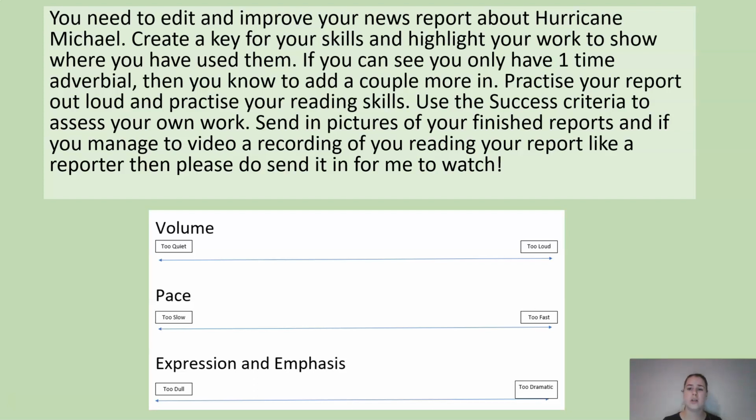Once you've done that, you need to practice reading your report out loud, okay? This is not only going to practice your reading skills, but it's also going to sound to you the way it does on your paper. I realise that doesn't make sense. Let me try and re-explain that again. When you read your work out loud, you'll be able to see the flow of what you've written. There we go, I got there in the end.